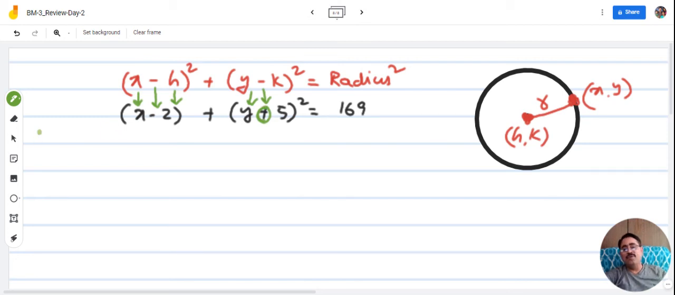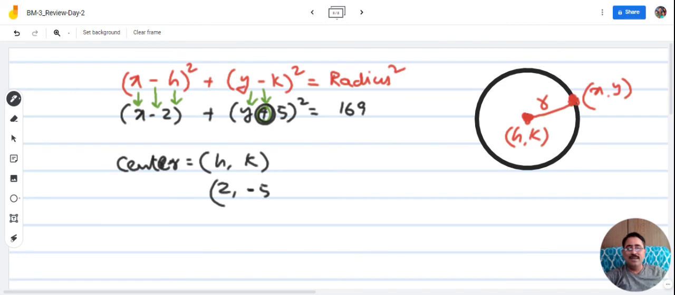Okay, therefore, what does center mean? Center is h comma k, right? Therefore, center is h comma k, so what is h? If everything is the same, then it's simple. You can say that it is 2. And what is the k value? If the sign is not matching, just simply switch the sign: -5.